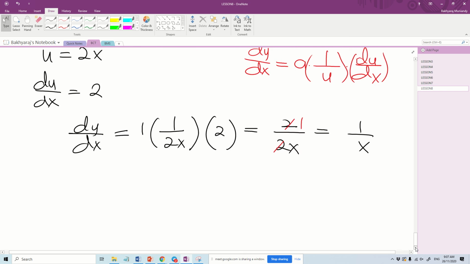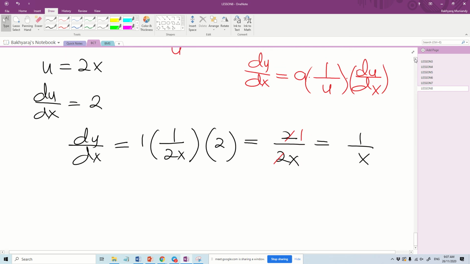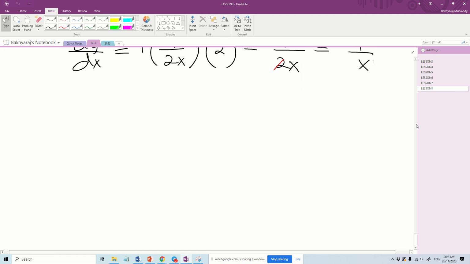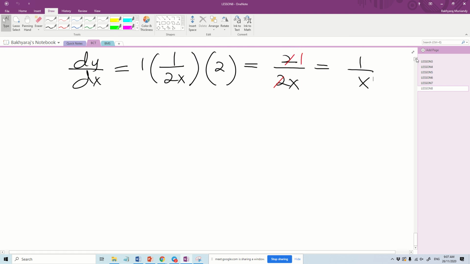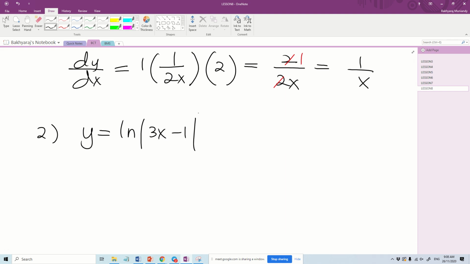The log just now disappeared completely. If we differentiate, the log is gone and only 1 over u remains. If we try one more question, you might see the answer. Number 2, I give you y equal log of 3x minus 1. So get the u. This is u.